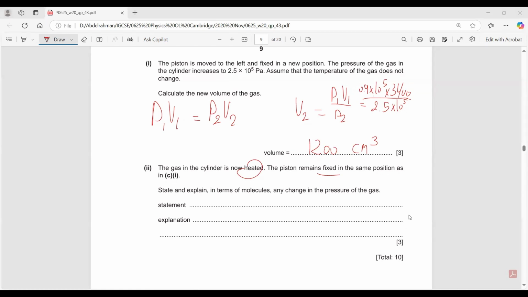Okay, we need to talk about pressure increases. Pressure increases. Why? Because the molecules are now moving faster. They are hitting the walls more frequently, more often. They are hitting the walls with a greater force. Okay? So molecules move faster, hit the walls harder, and more frequently. Okay, not bad.